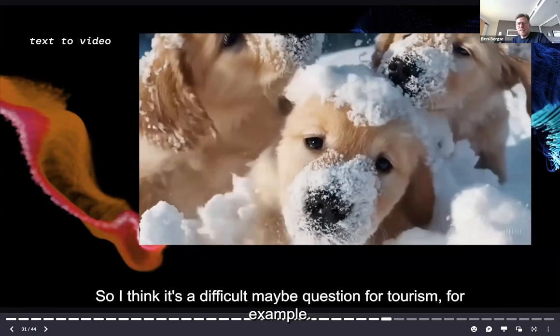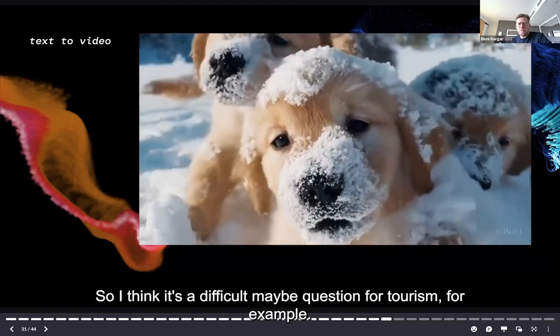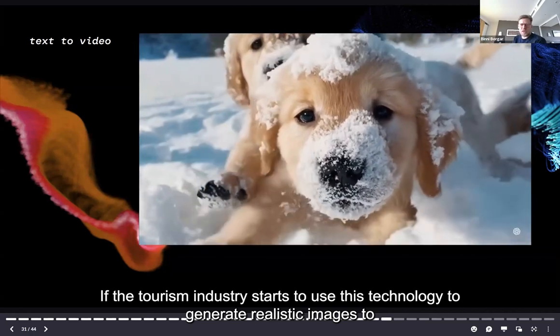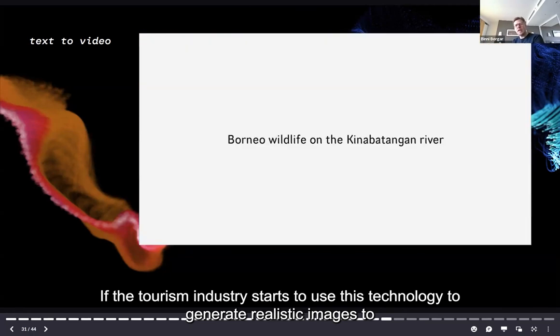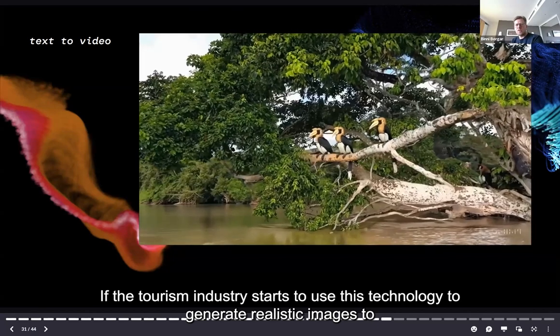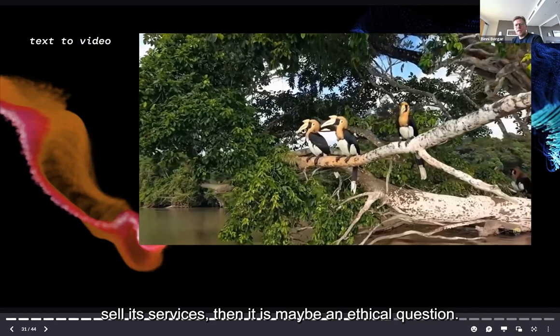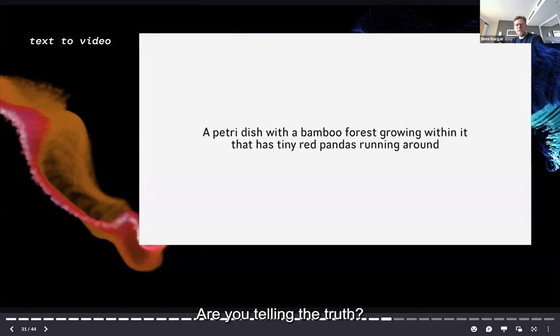So I think it's maybe a difficult question for tourism, for example. If the tourism industry starts to use this technology to generate realistic images to sell its services, then it is maybe an ethical question. Are you telling the truth? Something like that.